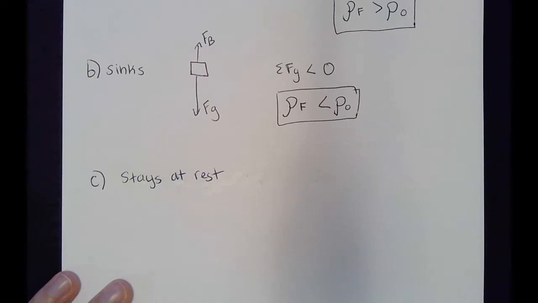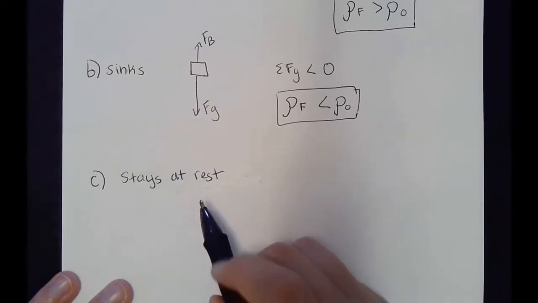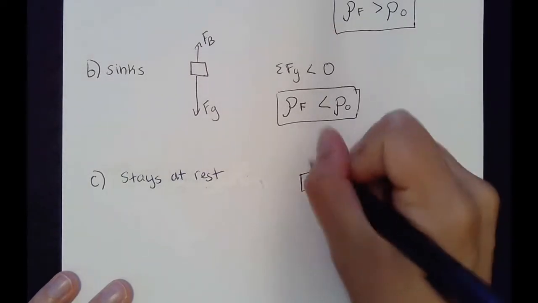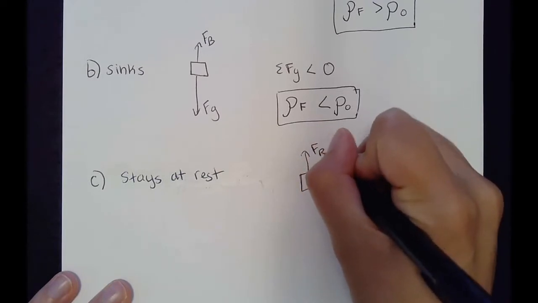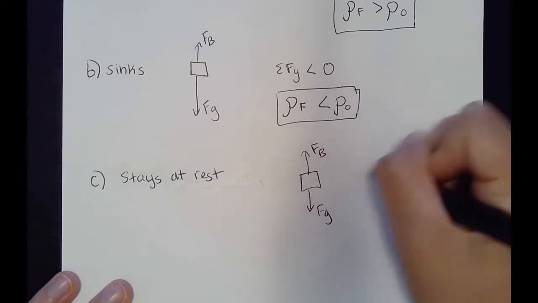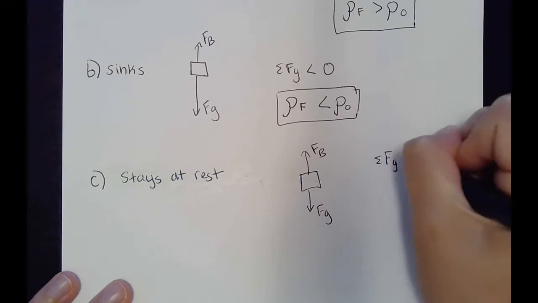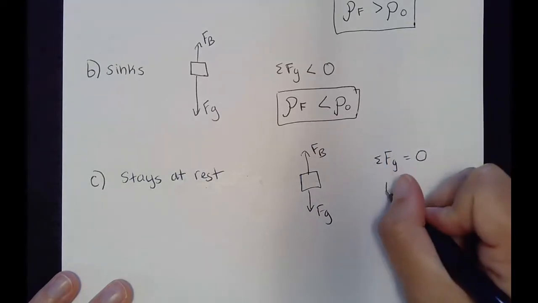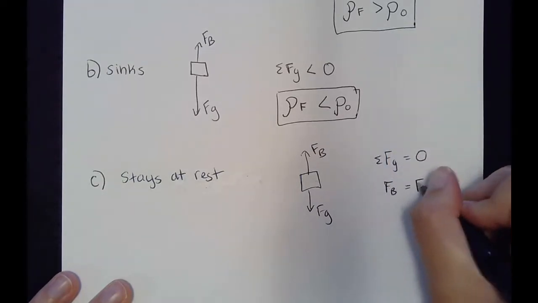All right, now let's consider the last case where the object stays at rest when released in the fluid. In this case, its net force would need to be equal to 0. So the net force in the y direction equals 0, meaning that the buoyant force equals the weight.